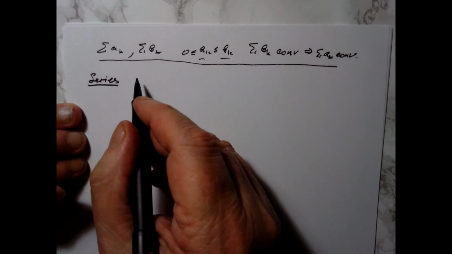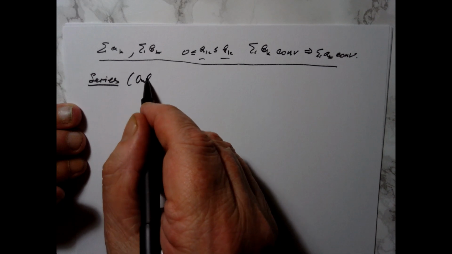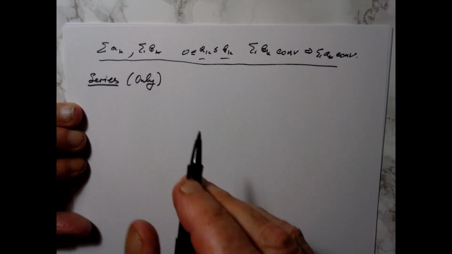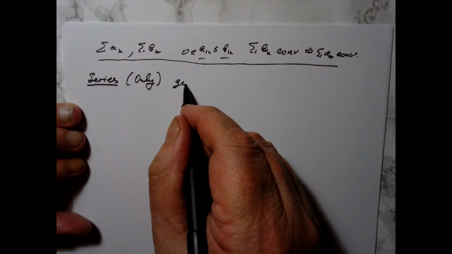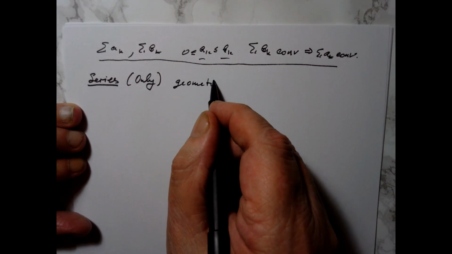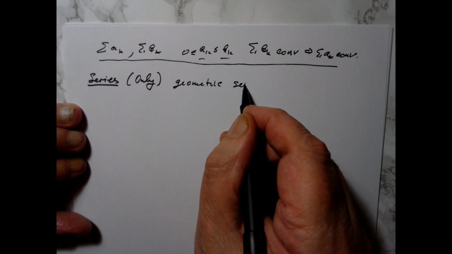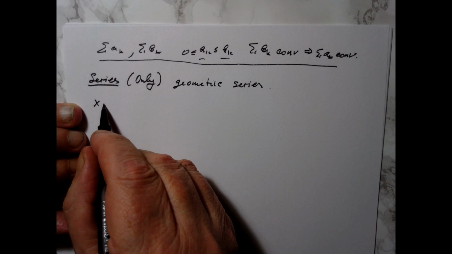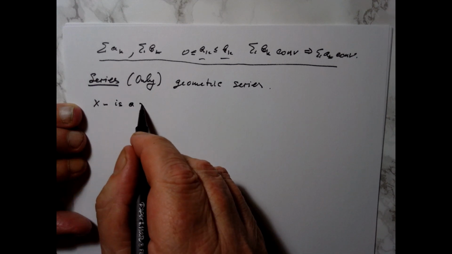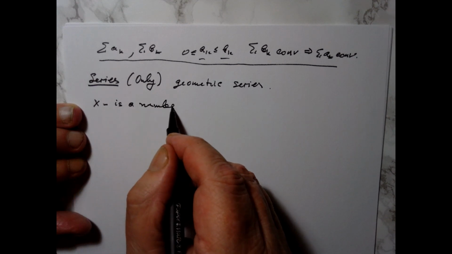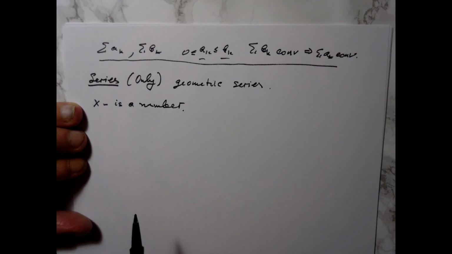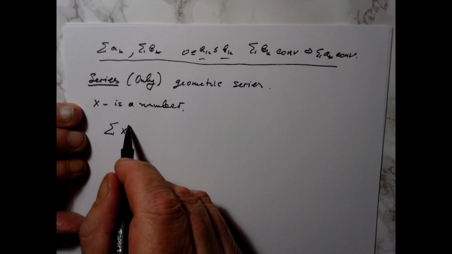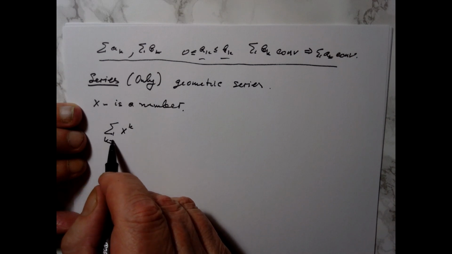And the first series, and probably the only series, for which we can write the sequence of partial sums rather easily, is the geometric series. So x is a number, and in this particular case, I'm going to look at the series x to the power k, k from 0 to infinity.